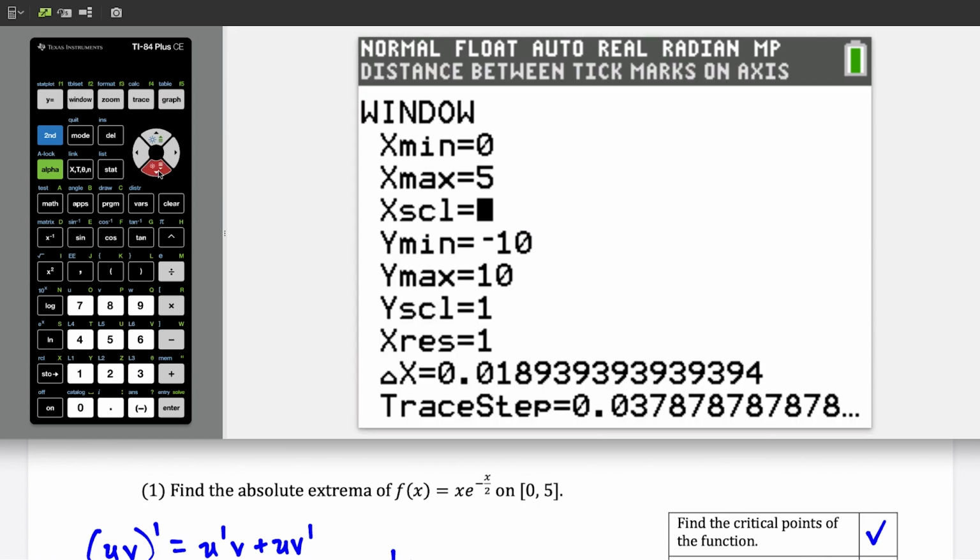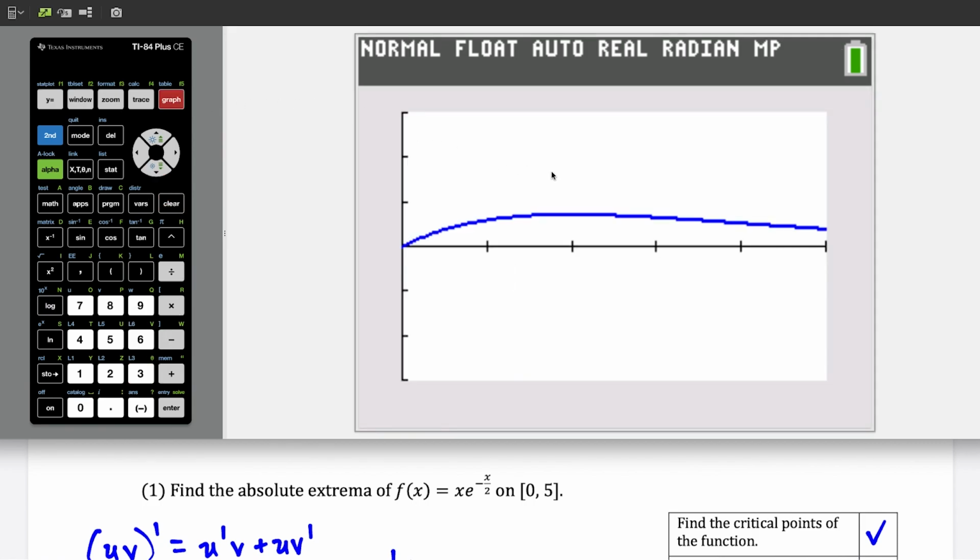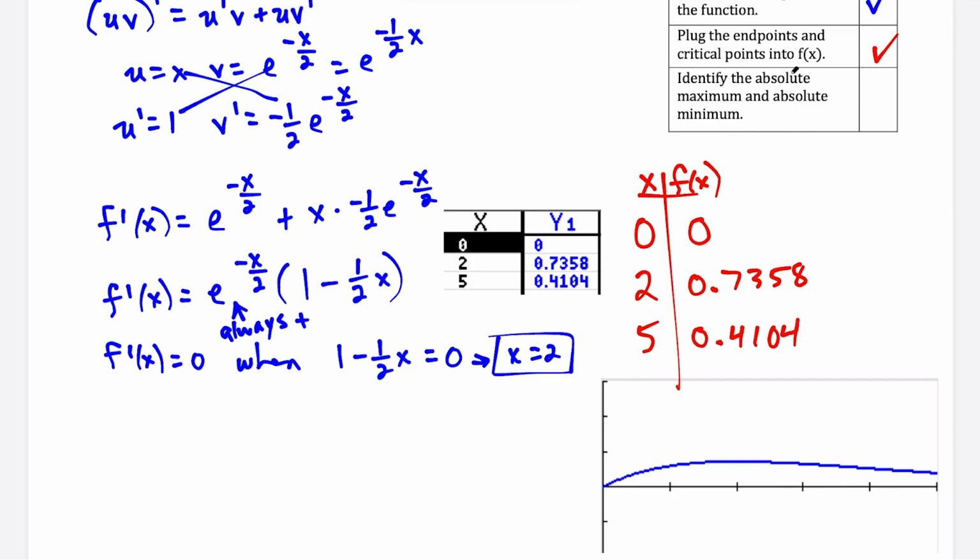So I'll go back to the window and make the y minimum negative 3 and the y maximum positive 3. That way when we press graph again, you could see that at x equals 2, we definitely have an absolute maximum, and at x equals 0, we definitely have an absolute minimum. So now for the last step, all we have to do is identify the absolute maximum and absolute minimum value. So at x equals 2, we have our absolute maximum, and at x equals 0, we have our absolute minimum.